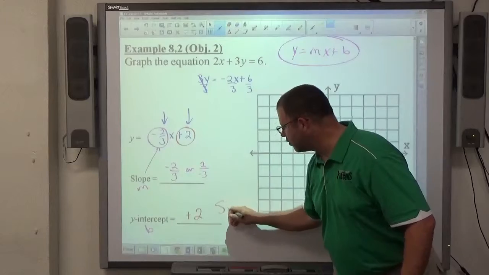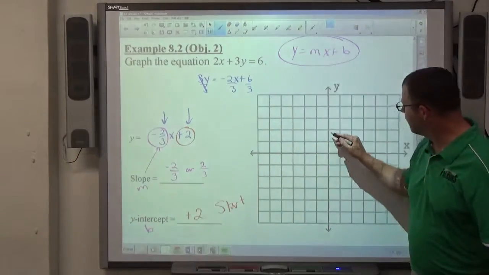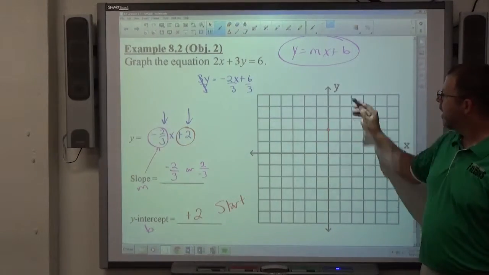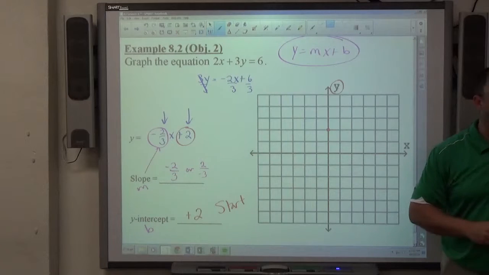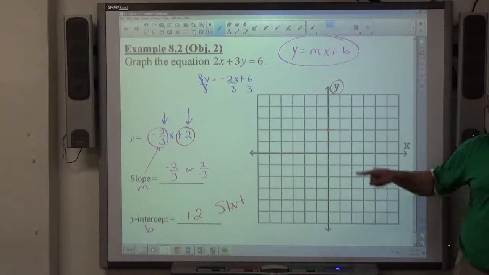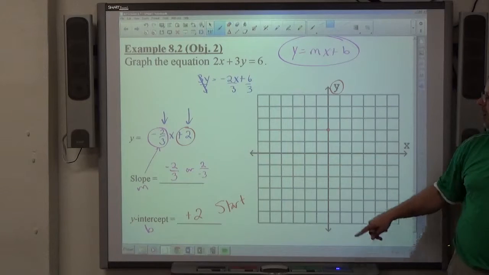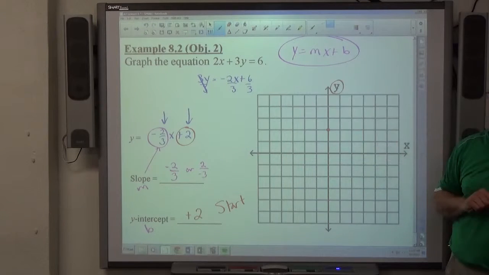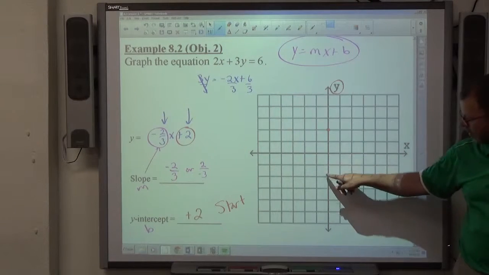The y-intercept is your starting point. The y-intercept, where it intercepts the y-axis, where it crosses the y-axis. You simply count. Again, if the y-intercept is 0, it's right here at the origin. Y-intercept 2 right there, negative 1 would be here, positive 5, 1, 2, 3, 4, 5 would be right there. Negative 3 would be 1, 2, 3 right there.